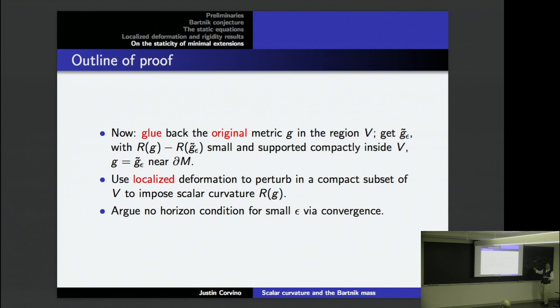Now use the local deformation theorem to move the glued metric, with scalar curvature close to R of G, back to R of G here. And now you've kept the mass down at infinity, and you've kept your original metric the same in this neighborhood. And for small epsilon, you say there's no horizon. Okay. So I think I'm out of time to do the poor man's proof of inversion of this. So I'll leave it at that. Thank you.